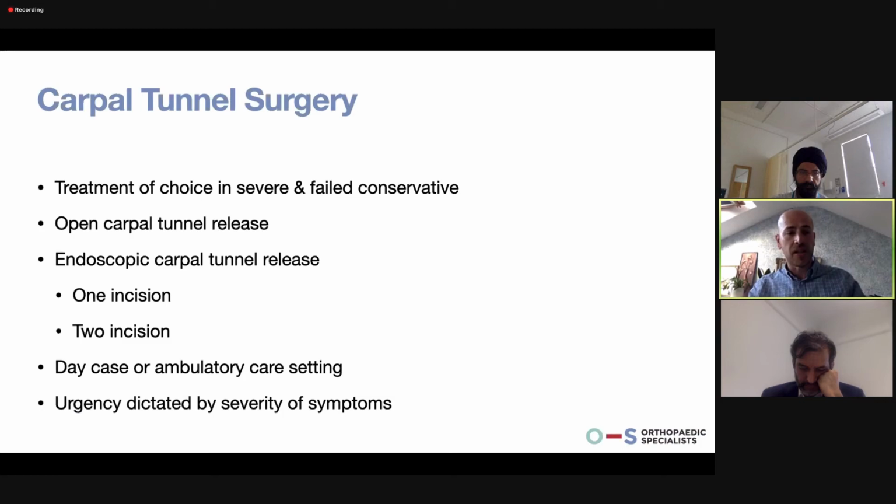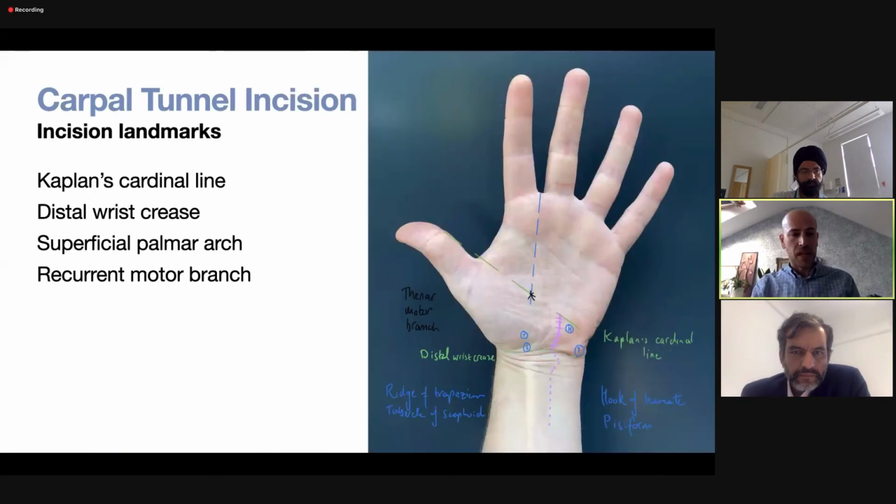So then coming on to carpal tunnel release itself, as mentioned, it is the treatment of choice in severe cases or failed conservative therapy. Two main options: one is an open carpal tunnel release, and the other is an endoscopic carpal tunnel release. The endoscopic can be performed with a one or two incision technique. For me, it's a one incision technique if I tend to do it. Clearly, as one would anticipate, this is a day case or an ambulatory care setting, and urgency is dictated by the severity of the symptoms.